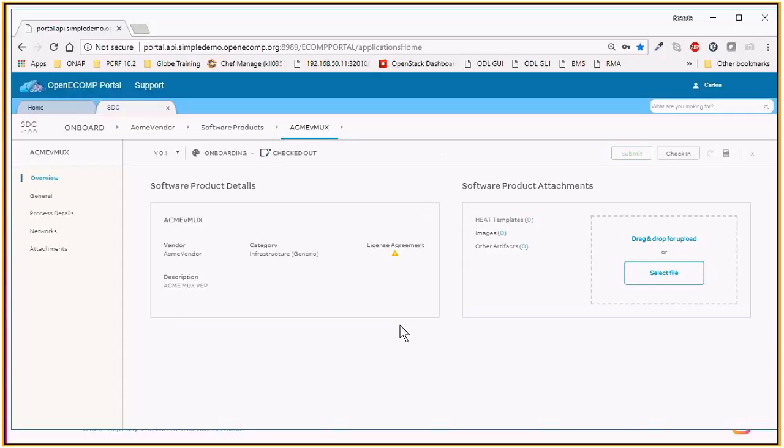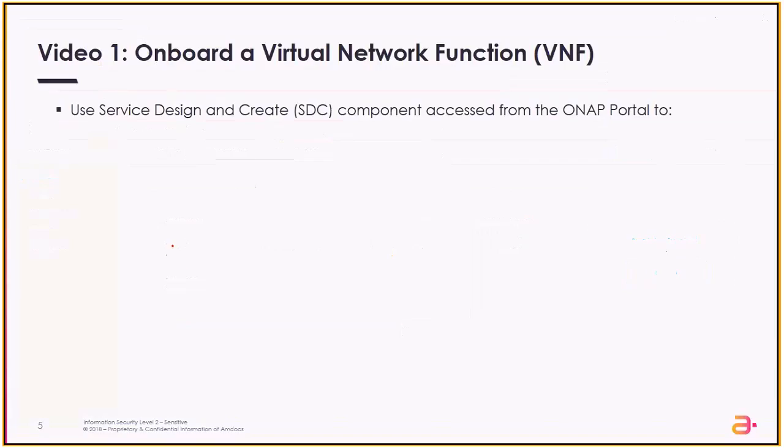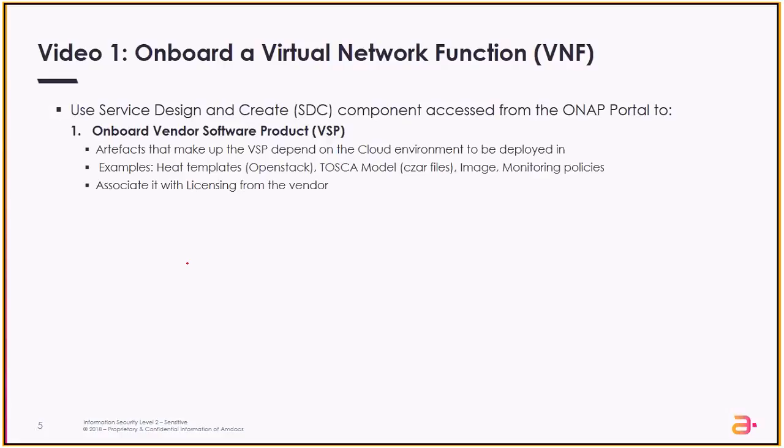And so there's 2 things, and I'll just go back to the presentation for a minute. 2 things we're going to need to do here. We need to onboard the artifacts. And remember I said these could be heat templates. Depending on what your cloud environment is, they could be TOSCA, ZIP files. Sometimes they might include images for the software.